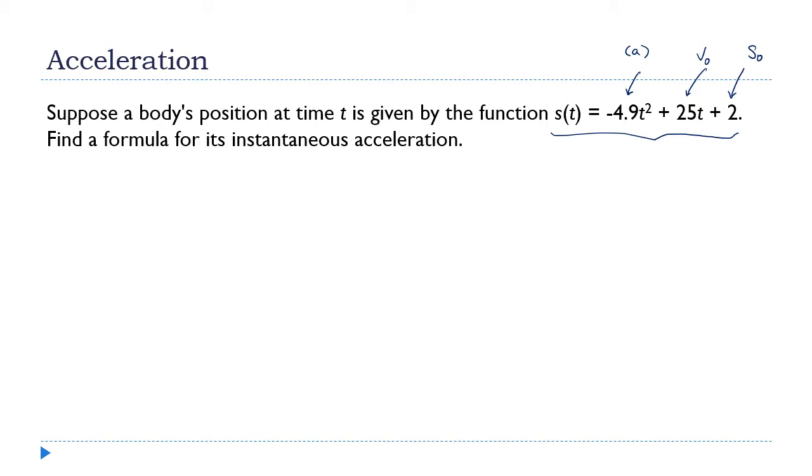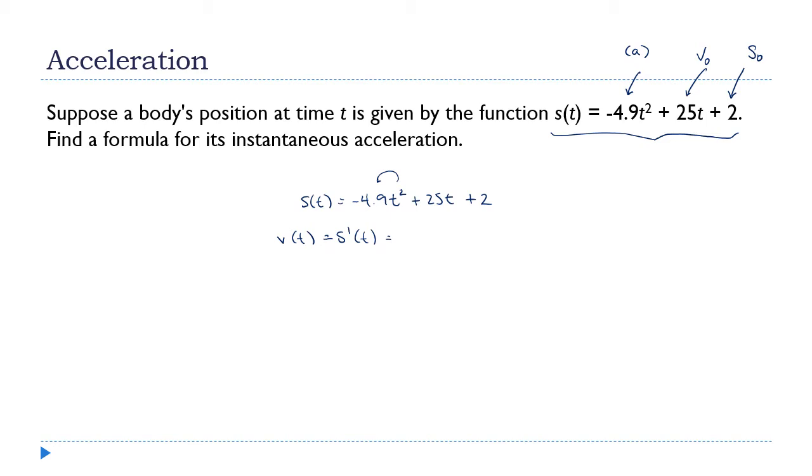So let's do that. I want to go all the way to the acceleration here, so I'm going to write my function again. s of t equals negative 4.9 t squared plus 25t plus 2. Now let's take the first step. v of t is s prime of t, which is, I'll just use the power rule.